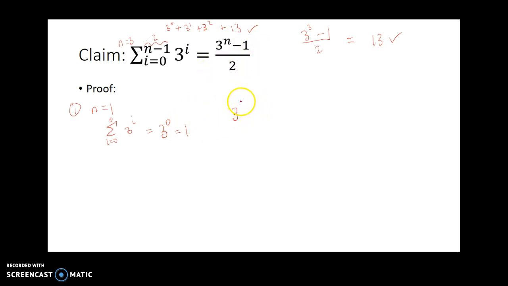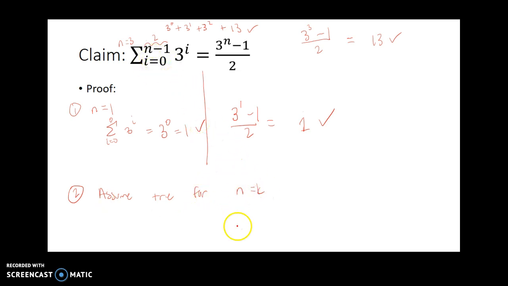So I have 3 to the 1 minus 1 over 2. I'm checking equality here. 3 to the 1 minus 1 is 2, over 2 is 1, and so I indeed see that for n equals 1, this formula works. So step 2 is the assumption. So assume true for n equals k.